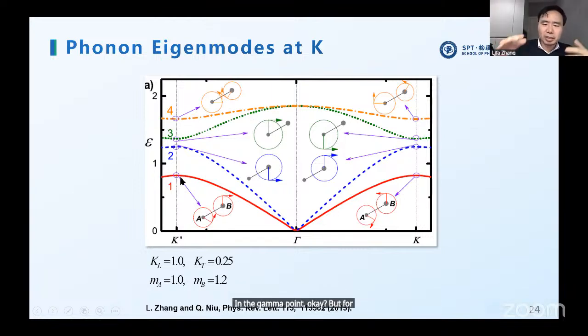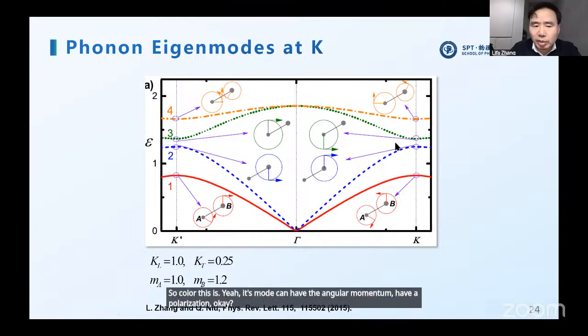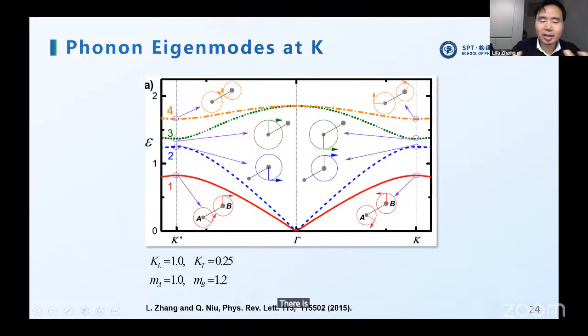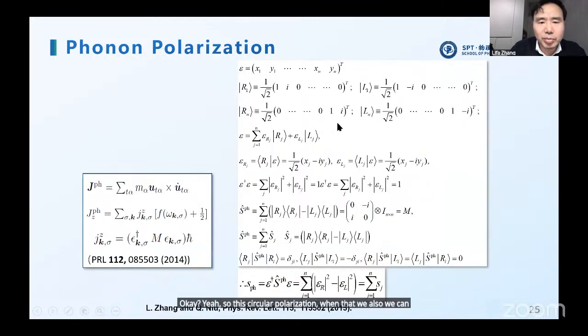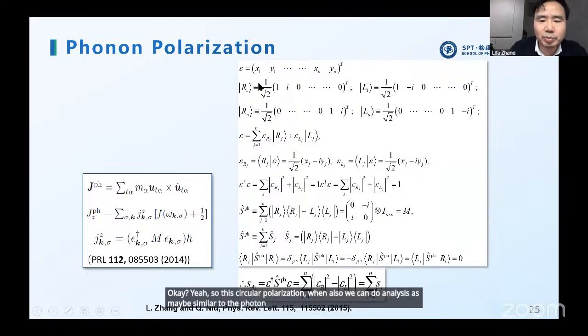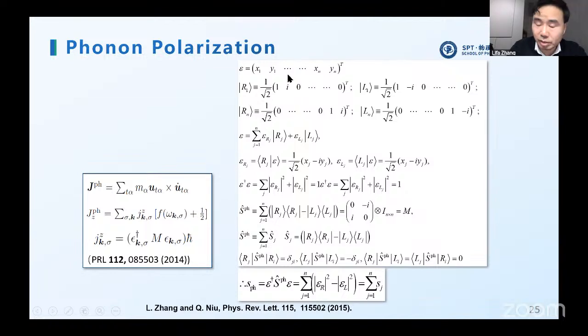But for the K point, we find that they have circular polarizations. Each mode can have angular momentum and a polarization. Especially for modes 2 and 3, there is a circular polarization. To analyze this circular polarization, similar to the photon case, we can write the eigenfunction in a two-basis form. Each eigenfunction has two parts, one for left and one for right, and this relation is exactly the same as we derived before.